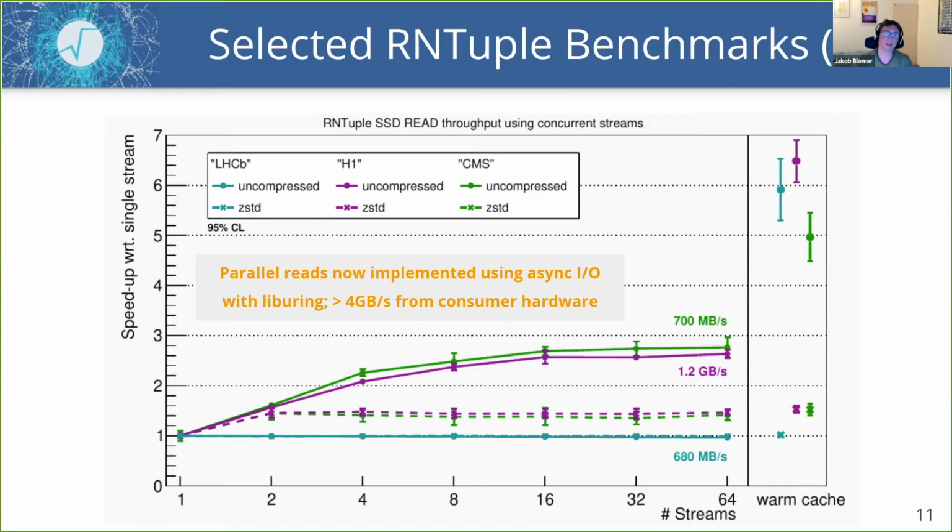For this benchmark, this has been done with multiple threads. But by now we have implemented this in RNTuple using async IO with liburing. This is the new Linux kernel facility for async IO. The nice thing about this is that the kernel does all the multi-threading handling, so we do not have to deal explicitly with threads in the program. And we see that we get very good throughput from this. With recent consumer hardware, we get 4 GB per second raw read performance with this approach.